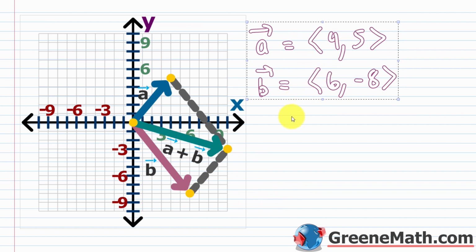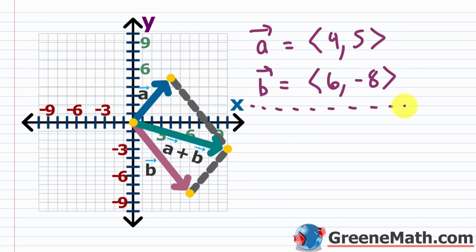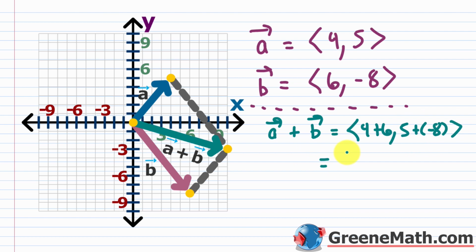Okay, so coming to the coordinate plane, again, I'm just going to paste this in. And I'll just perform this operation now just to get it out of the way. So the resultant vector, if I do the vector A plus the vector B, is going to be the horizontal components added together, so 4 plus 6, and then the vertical components added together, so 5 plus -8. Let's crank this out real quick. 4 plus 6, we know that's 10. 5 plus -8, that's going to be -3.